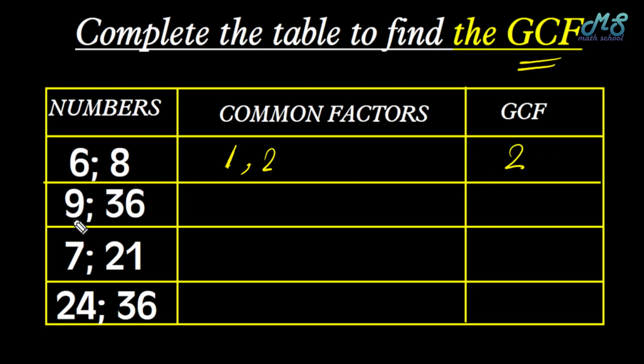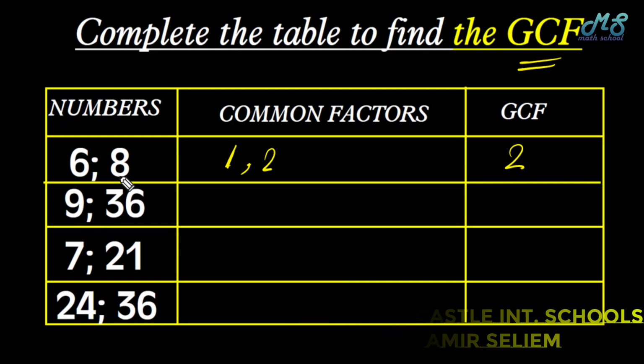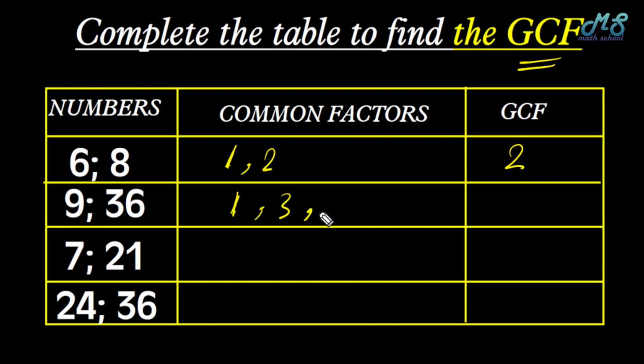The greatest common factor of 9 and 36. Yes, you can find factors of 9 and factors of 36. You can write the common factors. The common factors are 1, 3, 9. Which one is the greatest? The greatest one is 9. So the greatest common factor is 9.